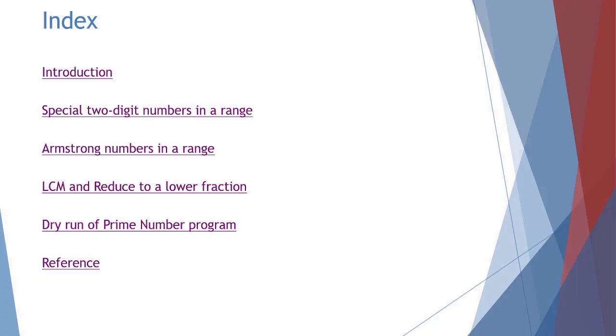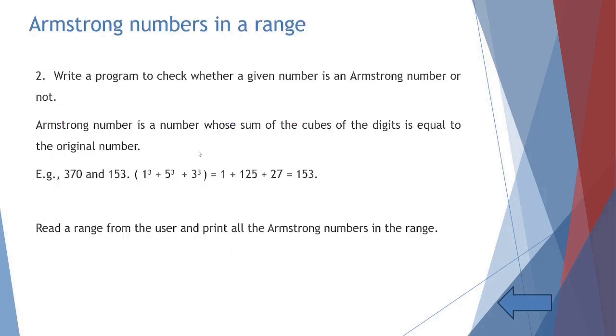Let us see the Armstrong numbers in a range program. The problem statement is to write a program to check whether a given number is an Armstrong number or not. What is an Armstrong number? Let's suppose 153. 1 cube plus 5 cube plus 3 cube should be equivalent to 153. 1 cube is 1, 5 cube is 125, and 3 cube is 27, which is equivalent to 153. It is equivalent to the original number. So, our method should return true if this condition is true.